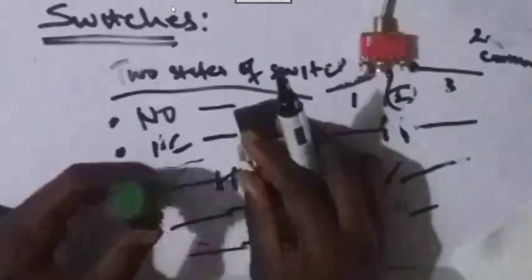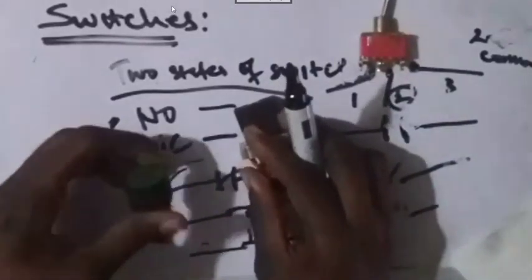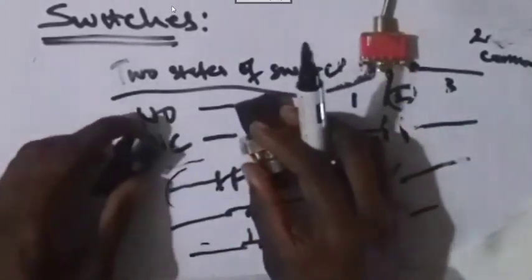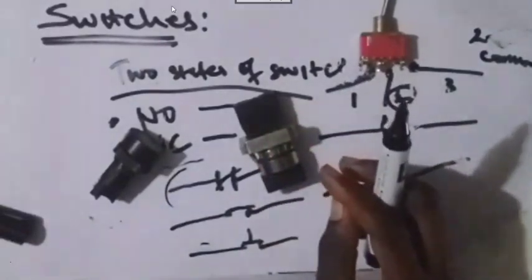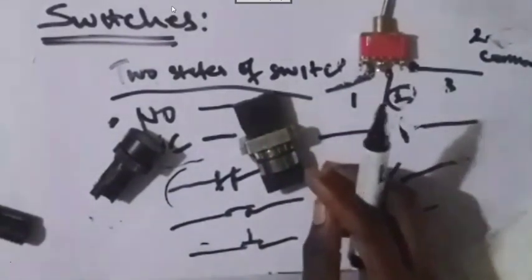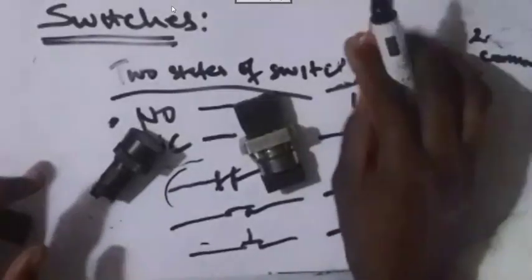Okay, to energize this thing is to press it. When you press it, if it is normally open, it will change to normally closed. When it is normally closed, it will change to normally open. This is what we have for switch in this part 1.